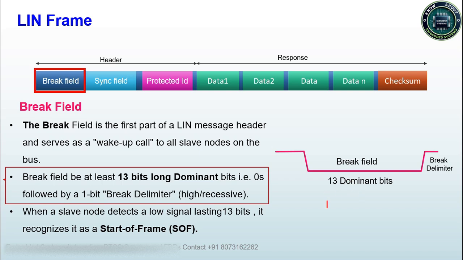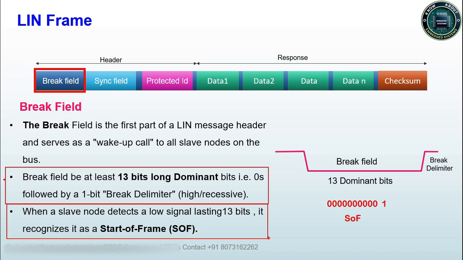So that means, if you write it like this, 13 zeros followed by one recessive bit. This is how your break field looks, or you can say it's a start of frame. Okay, and the last point, if we observe here, the break field is considered as a start of frame to the slaves.